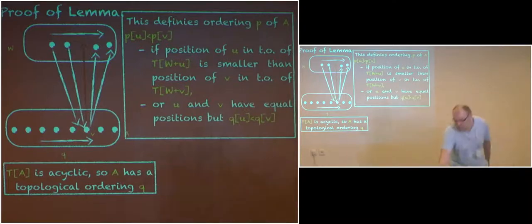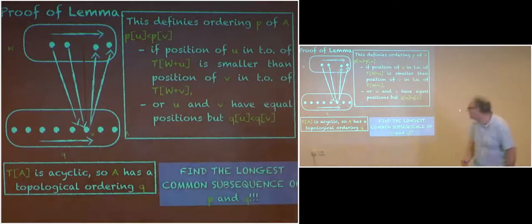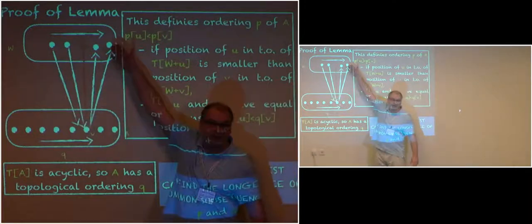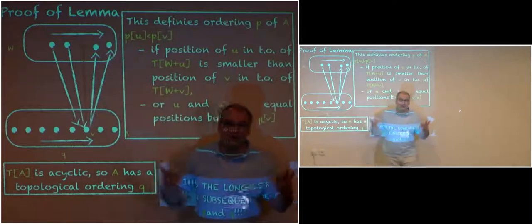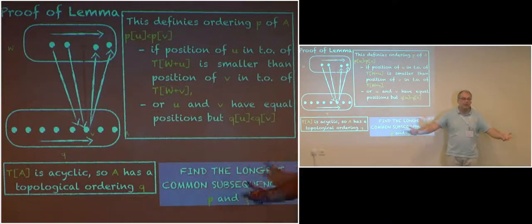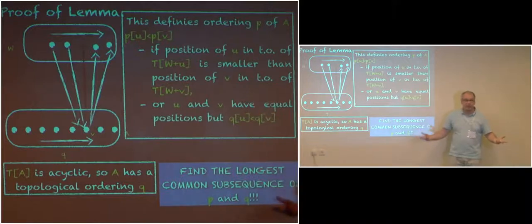And now, putting everything together. Instead of finding a set of vertices which I can add and make this acyclic, the only thing I have to do is, I have two orderings, or two sequences, and I should find the longest common subsequence of them. So why should that be enough?